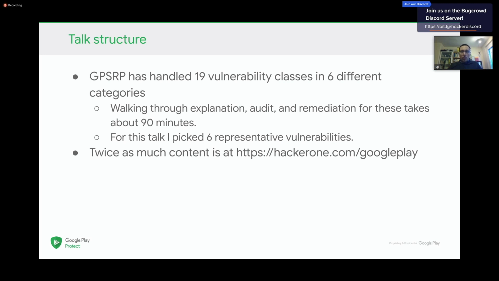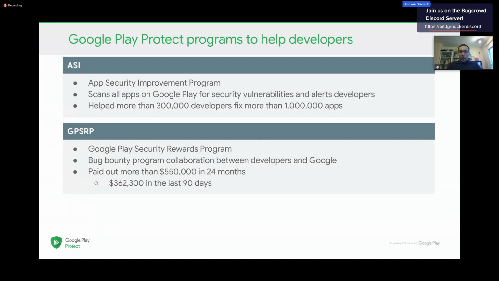So what did we do a couple of years ago when we decided we want to spend some time and effort to make top Android applications safer? So the first thing we did was we started the ASI program. I think that stands for App Safety Initiative or something like that, or App Security Improvement Program. I always get that wrong.